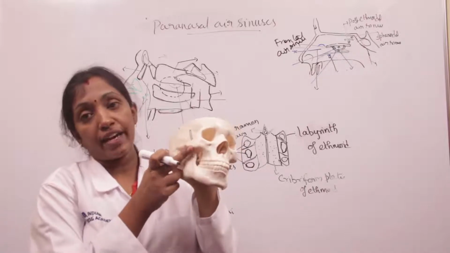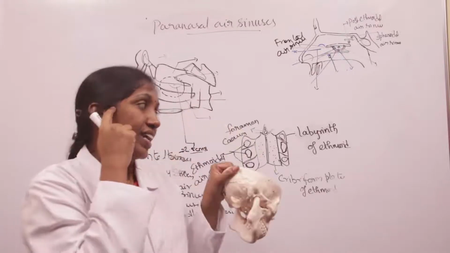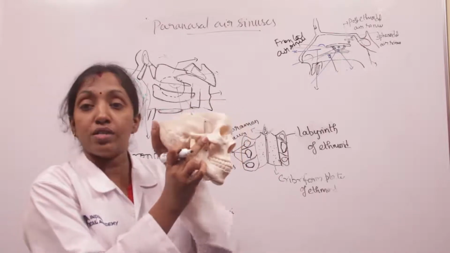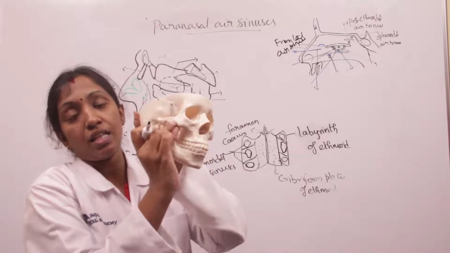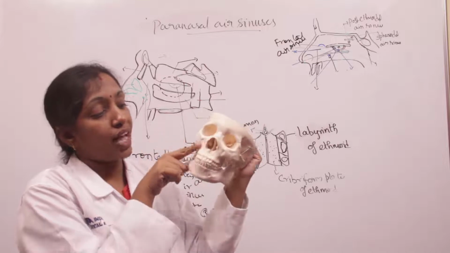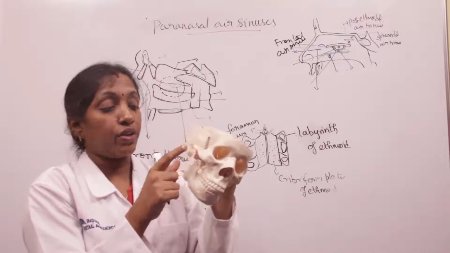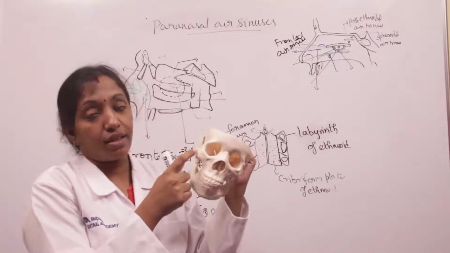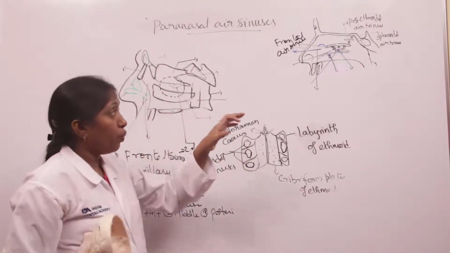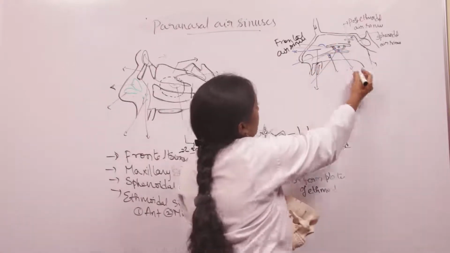The apex is directed here, which is formed by the zygomatic process of maxilla. We know that this is the zygomatic arch, which we can palpate here, and the apex is directed towards the zygomatic process of maxilla. This is the part of the maxilla which is attached to the zygomatic bone. And the base is directed towards the lateral wall of the nose, and thus the maxillary air sinus opens into the posterior part of the hiatus semilunaris. So this is the opening of the maxillary air sinus.